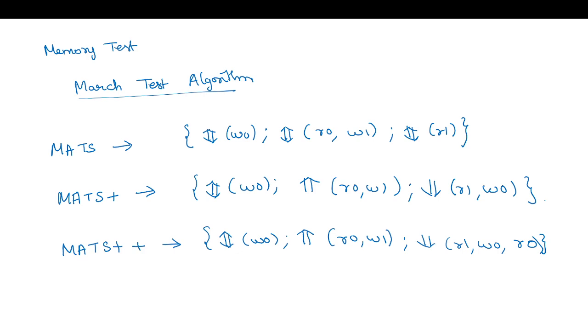So in this we have March C minus, March X, March C minus, March A, March Y, March B, other algorithms. Let's just see some examples. Say we are performing the memory test using the March algorithm. So let's consider this 3 cross 3 array.